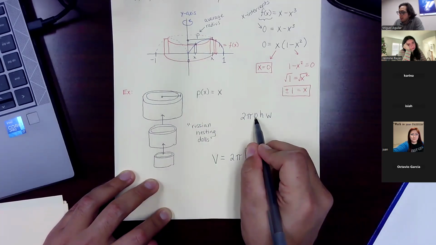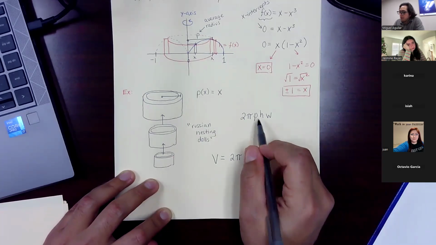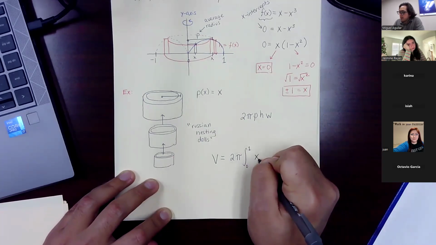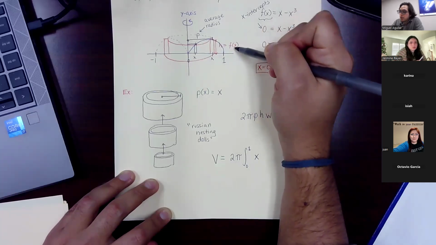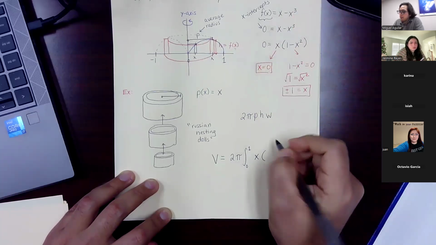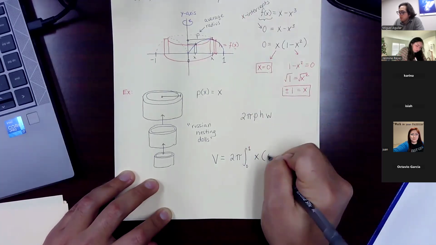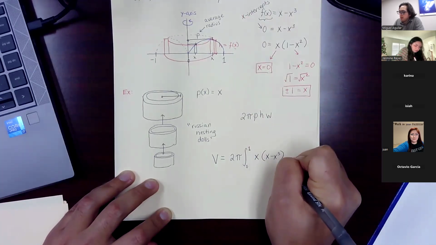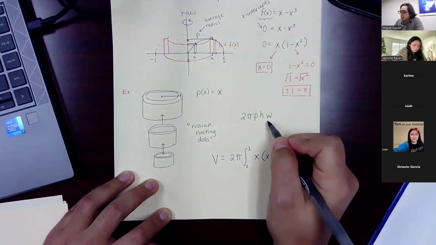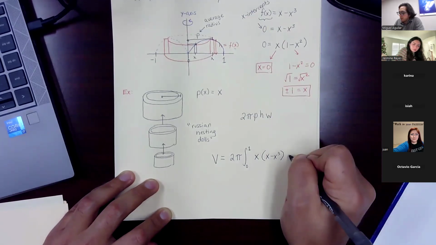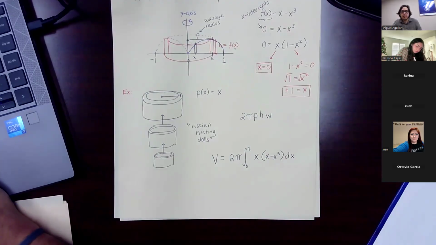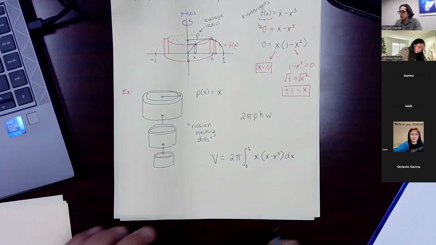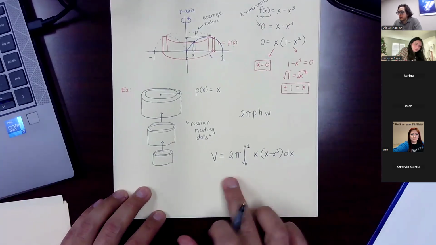But then we said that the function p, which is the average radius, is just x. The function of the height was just the original function we were given, which is x minus x to the third. And then the thickness or the width of the cylindrical shells is just going to be dx. Okay, so the setup is the hard part.